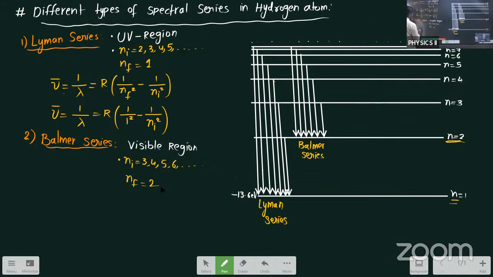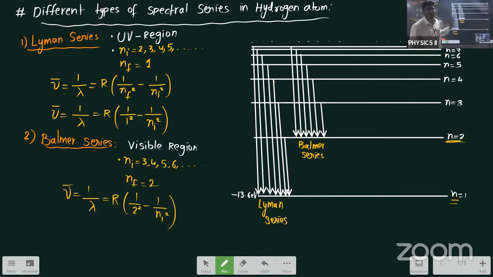So what will be our formula for Balmer series? It will become ν̄ = 1/λ = R (1/nf² − 1/ni²). What is the value of nf here? 1/2² − 1/ni². I hope you are getting this.